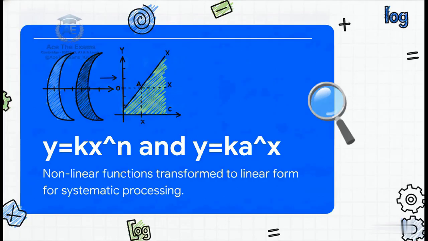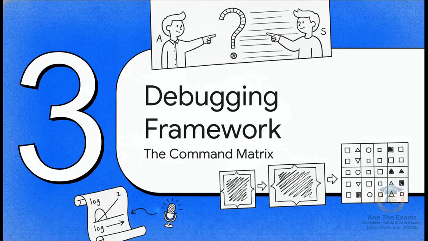For example, for y equals kx to the power of n, logging both sides gives us log y equals n times log x plus log k. Boom! Suddenly our y-axis is log y, our x-axis is log x, our gradient m is simply the power n, and our y-intercept c is just log k. It is such an elegant, highly logical hack that completely simplifies how we visualize the data.